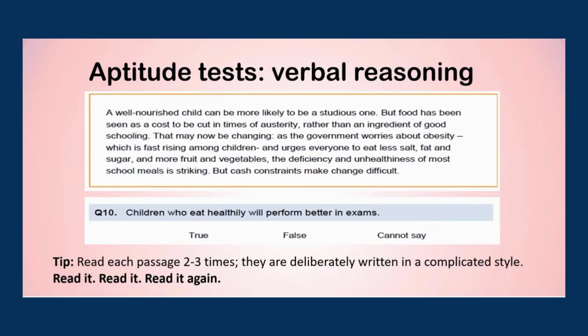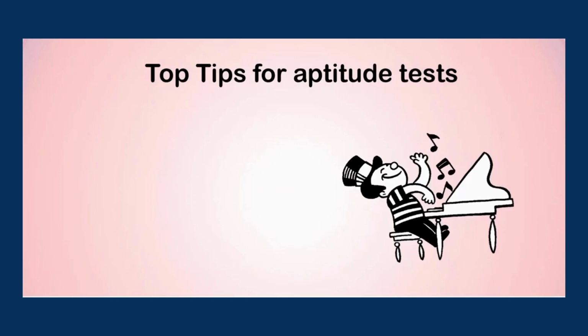You can practice reading things like editorial sections on decent newspaper websites. Some of the news sections on the BBC website are useful as well, just to help improve your verbal reasoning. But that's the end of verbal reasoning. Let's have a look at my top tips for aptitude tests, okay?